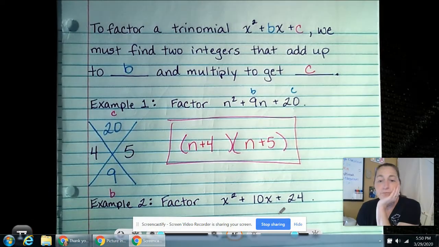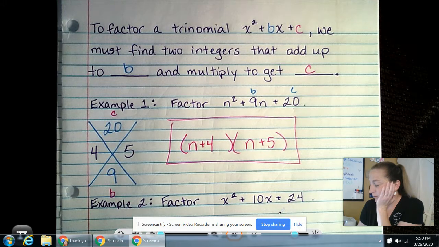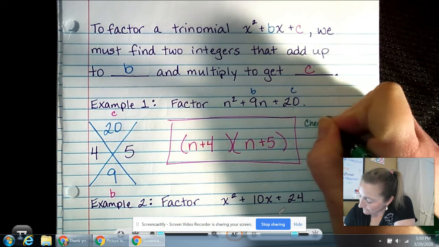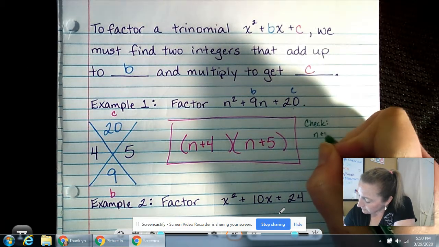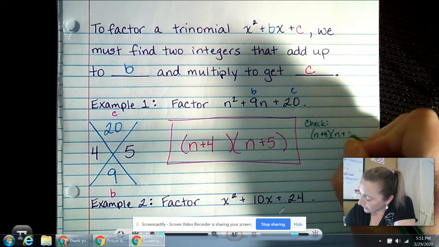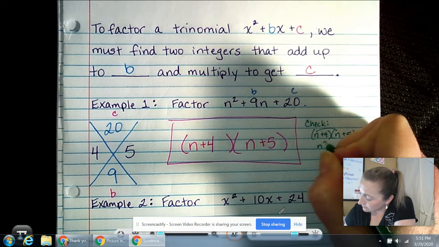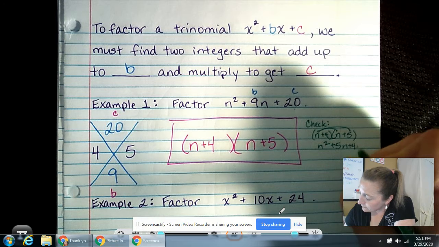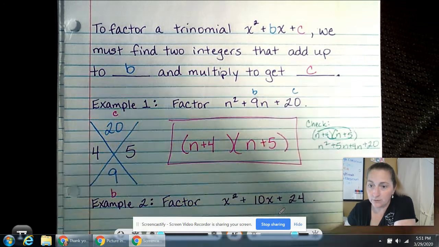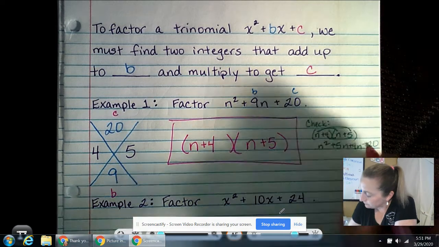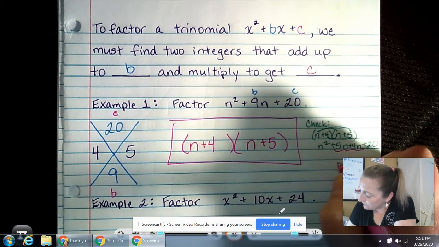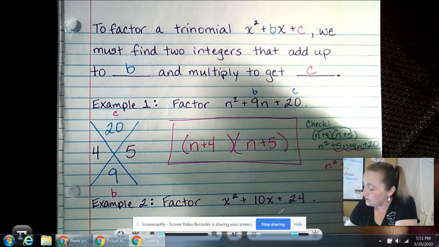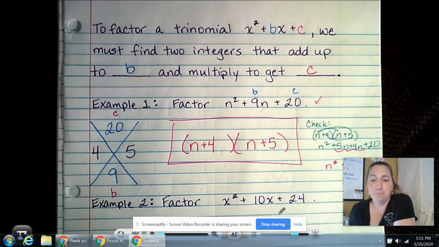And that's our answer. Okay. So you might be asking yourself, well, how do I know if I did that right? Well, if you wanted to check it, you could multiply n plus 4 times n plus 5. And if I distribute, combine like terms, I get n squared plus 9n plus 20, which is exactly what I started with. So we know we did that right.